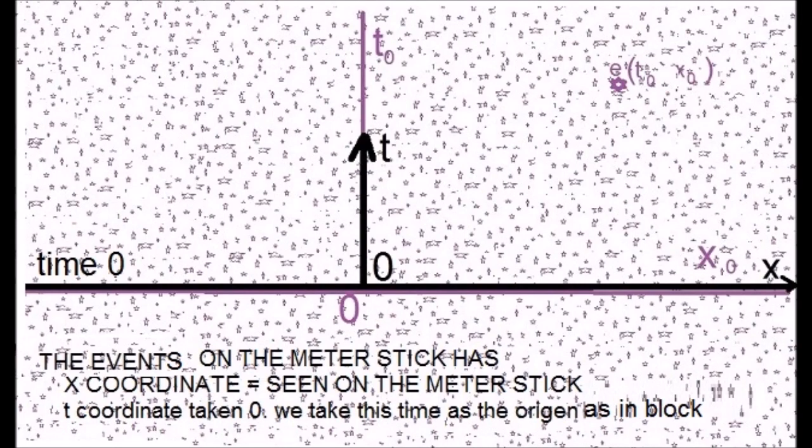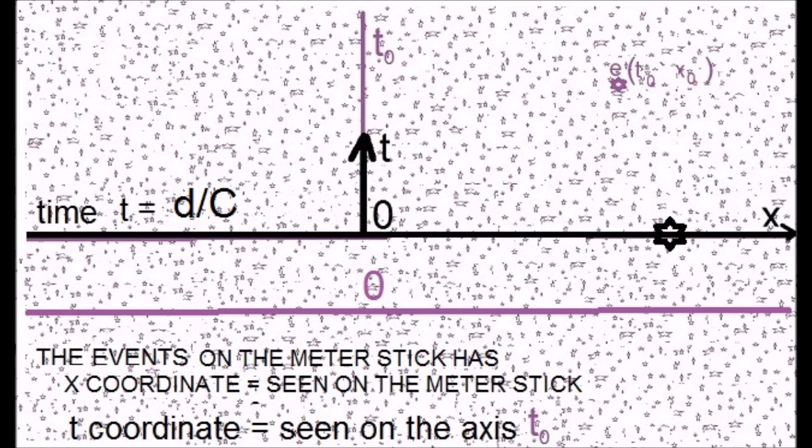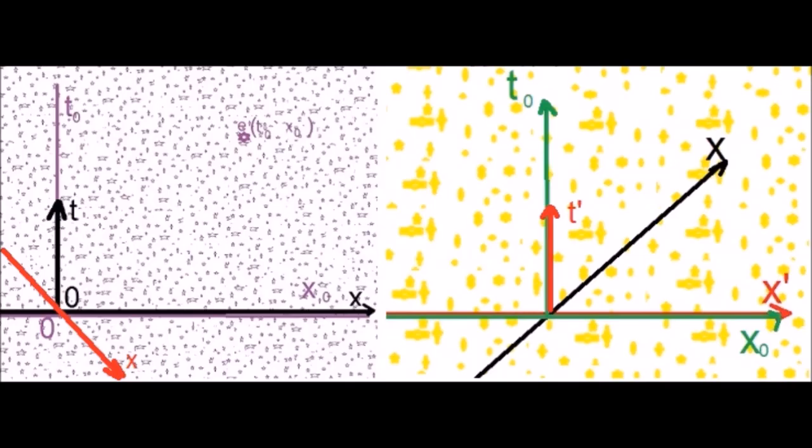Note that a reference system is only a meter stick. When an event occurs on this meter stick, the spatial coordinate is the reading on this meter stick. The temporal coordinate is the indication for this event in the background universe.